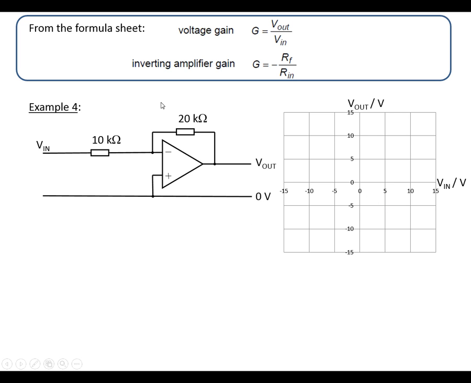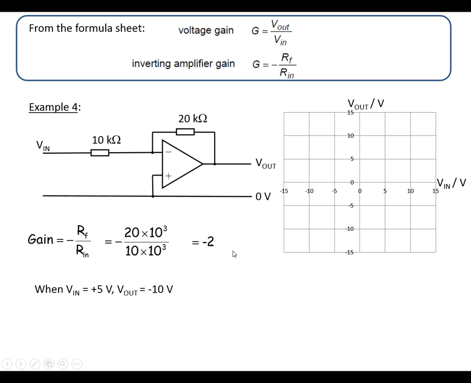And then the final example, we've got the values here, and we've got to draw the graph of V out against V in. So first of all, let's use this formula here. Let's work out what the gain is. Minus RF over Rin, and that's going to give us a gain of minus 2. Next thing we've got to do is choose a point to plot on there. So let's say when V in is 5 volts, V out is going to be minus 10, and that's going to be this point here. So our line is going to go through this point. Now it's going to be a straight line going through 0 and going through the point that we've chosen, and saturating at plus or minus 13 volts.